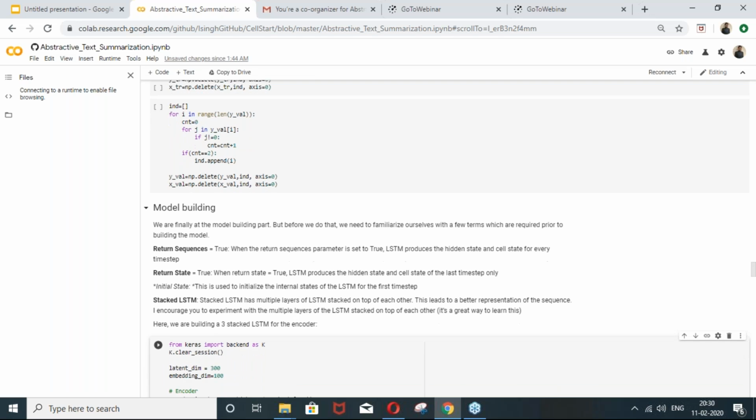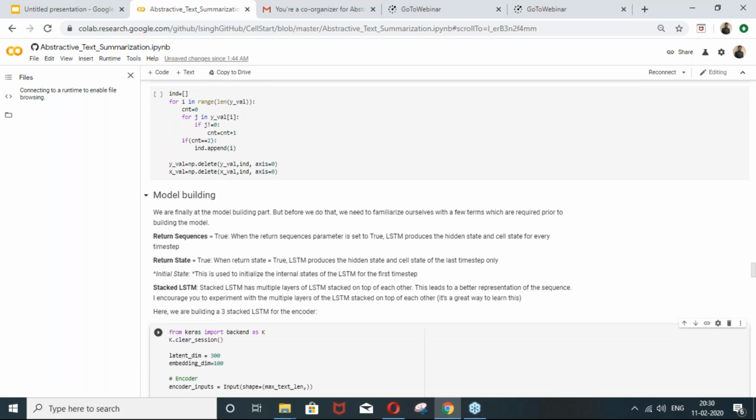Some familiar terms we have to get to know are return sequence, return state, and stacked LSTM. Stacked LSTM has multiple layers of LSTM stacked over one another. Why are we using the stacked LSTM? It gives a better representation of the sequence, and the output we get is more accurate because it has more hidden layers. So we are doing the stacked LSTM part over here.